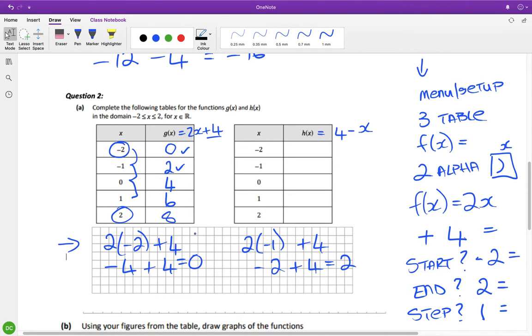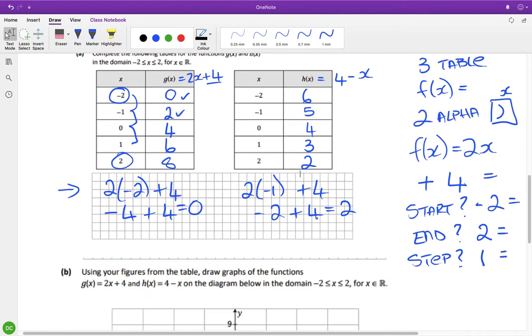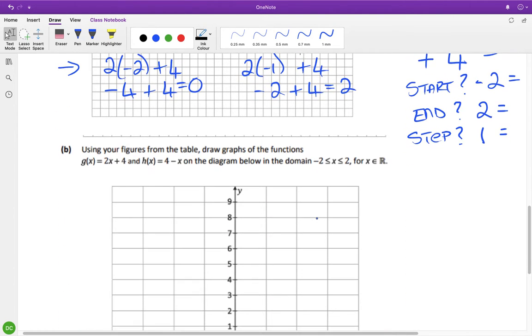I want to start, same thing, at -2, end at 2, and go up in steps of 1. Okay, and this time I'm getting 6, 5, 4, 3, and presumably, 2. Okay, that's that. And then they wanted to use the figures from the table to draw the graphs.